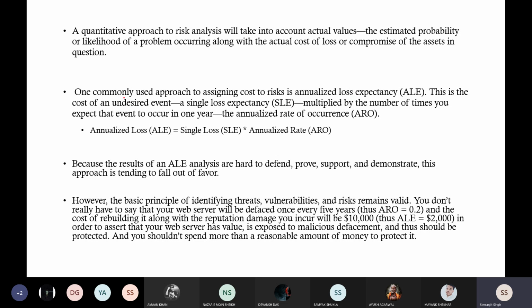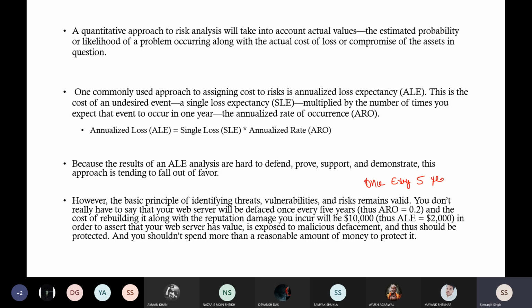One commonly used term for assigning cost to risk is annualized loss expectancy. This is the cost of an undesired event, the single loss expectancy. Any threat or risk can arise, and that cost is multiplied by the number of times you expect the event to occur in 1 year. That is referred to as the annualized rate of occurrence, ARO. If I take an example, you might say that your web server will be defaced once every 5 years.